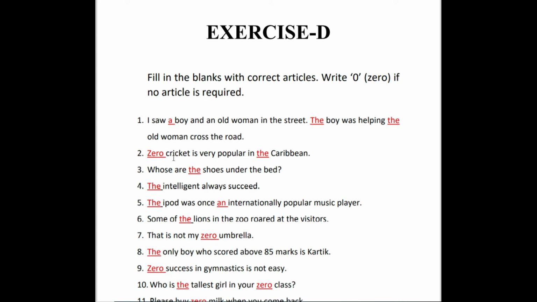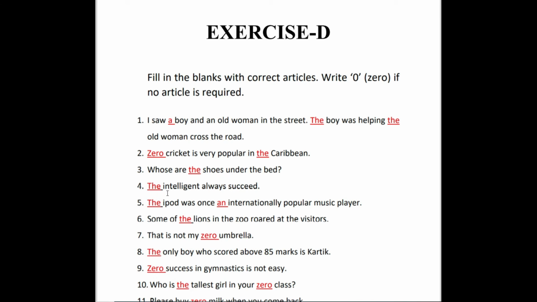Number two, dash cricket is very popular in the Caribbean. Why are we writing zero here? Because I told you that before the names of the sports, before the names of the games, we don't need to write any article. Yes, cricket is preceded by zero because we don't need to write any article before the names of the sports. Whose are their shoes under the bed? The shoes, because here the shoes is specifying someone's shoes.